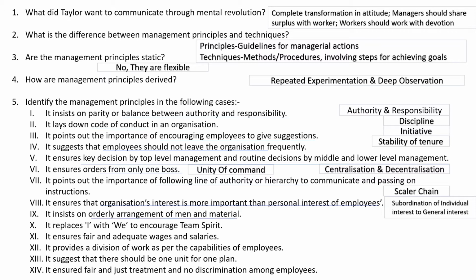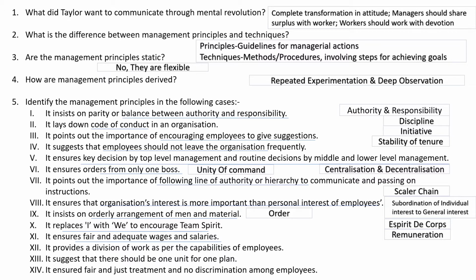It insists on orderly arrangement of men and material. Answer is already hidden here. Orderly arrangement, the principle of order. It replaces I with we to encourage team spirit. I with we and team spirit are the keywords for spirit de corps. It ensures fair and adequate wages and salaries. Wages and salaries are what? Remuneration for any person. Okay.